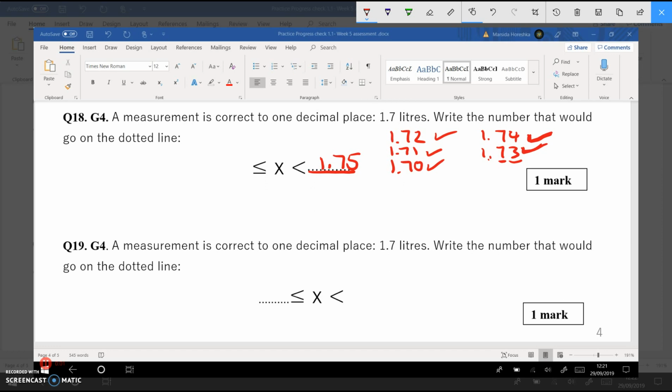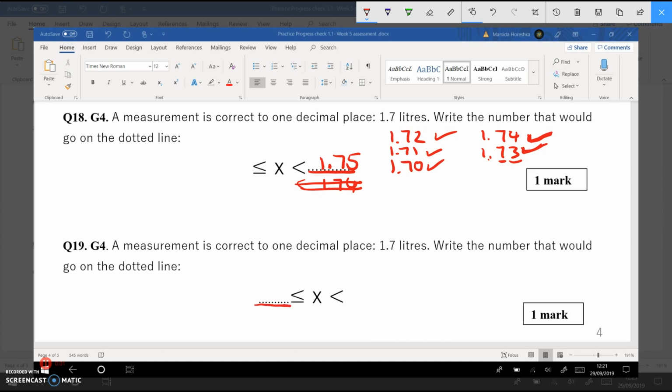1.75, because we're saying x is smaller than 1.75, and smaller than 1.75 would be 1.74. The problem is, if we put 1.74 here and we're looking for a number smaller than that, that means that 1.74 is not included. So that doesn't work. And if we said equal to as well, that means that 1.75 would be wrong. For that reason, we just say x is smaller than 1.75. And question 19 links to this.